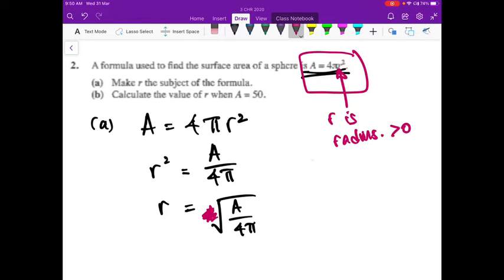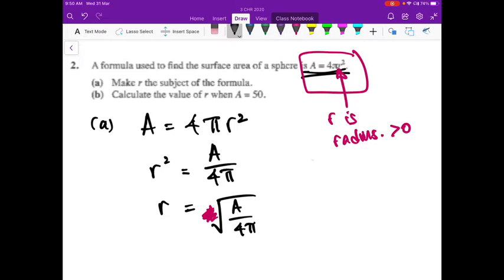Now, if they didn't say that it is the surface area of a sphere, they just tell you A equals to 4 pi r squared, make r the subject, then you must put plus minus. Because you don't know what r is. But now we have a story, we have a context. R is supposed to be the radius. So, it has to be positive.